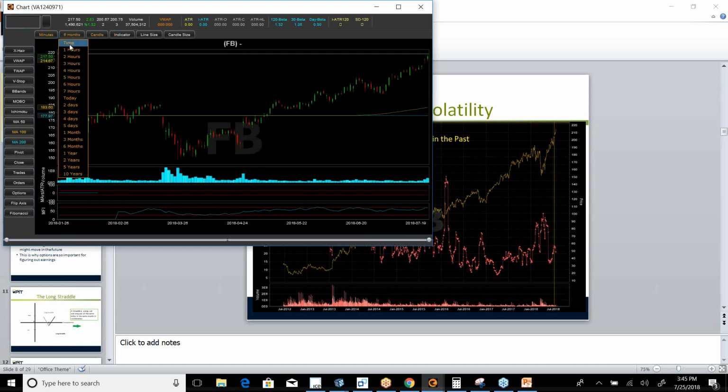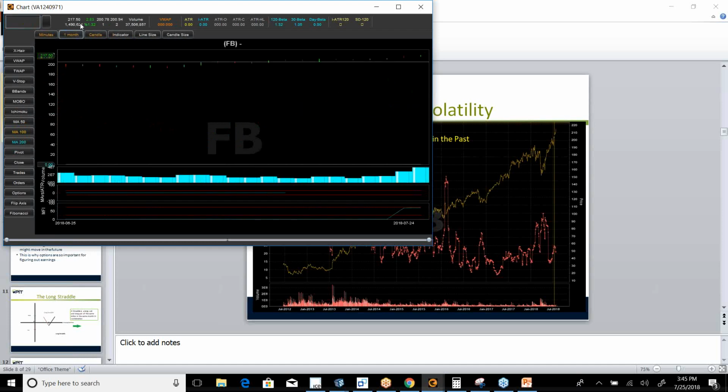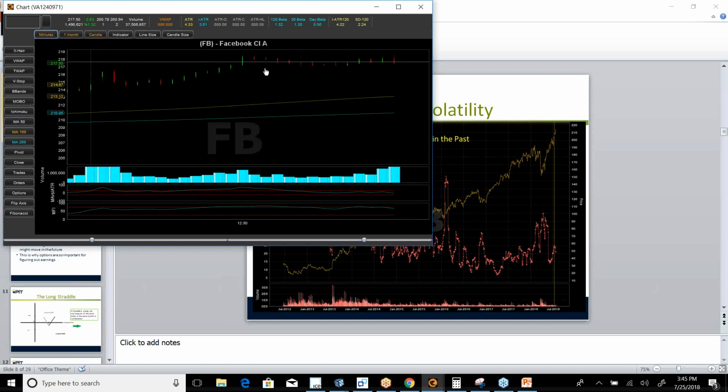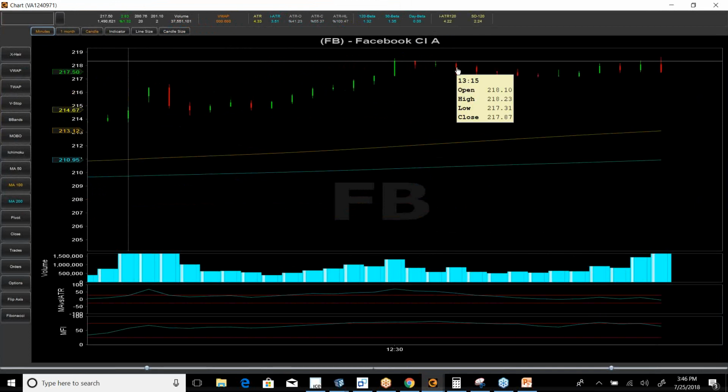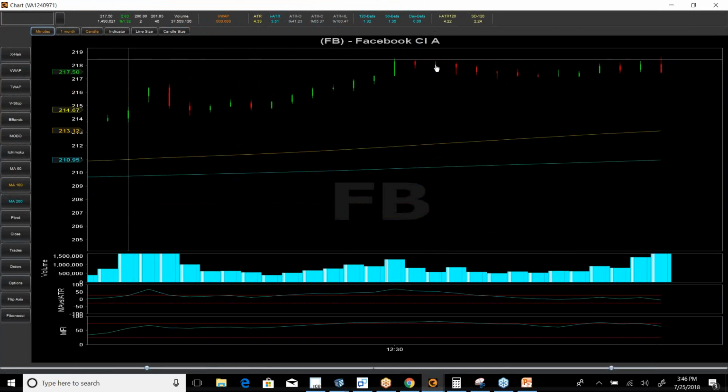So what I want you to notice, I'll just go to 1 month. Look at this little candle here, right? This guy right here. The previous day Facebook closed at 218.08. The open today was 218, the high was 218.23. So the range was over $1, but the close is only 20 cents away.